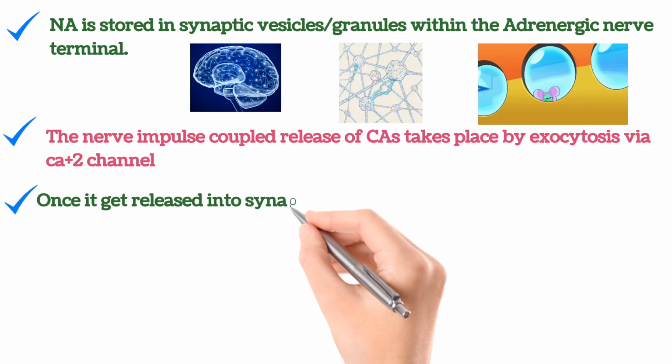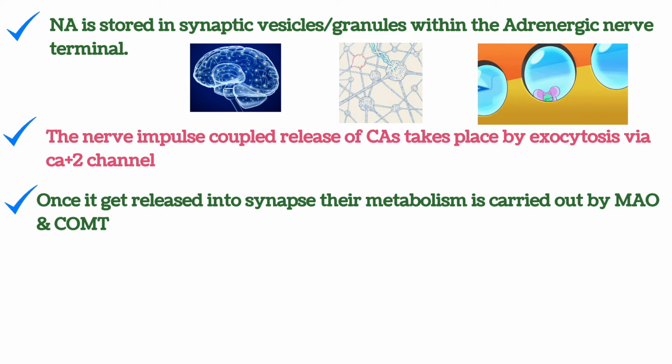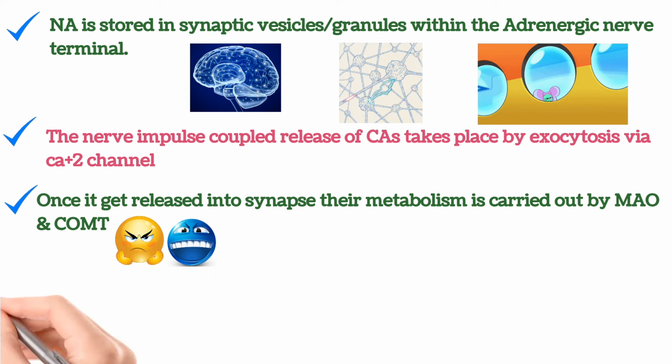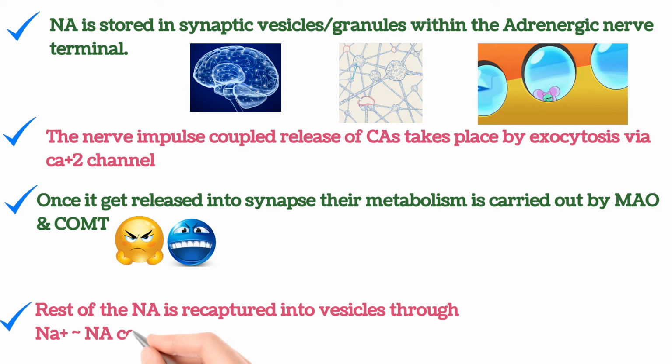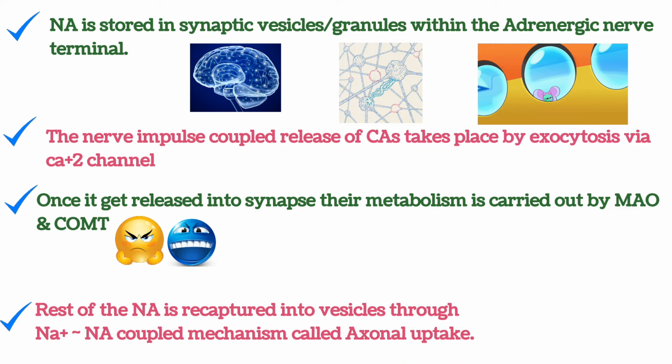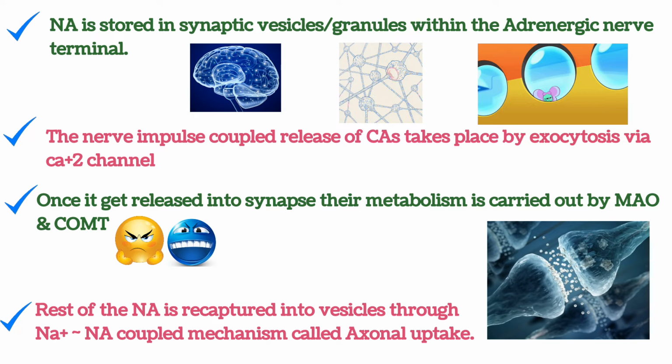Once it gets released into the synapse, its metabolism is carried out by two kinds of enzymes, MAO and COMT. Once it performs its activity, it gets cleaved in the synaptic cleft by these two enzymes, which cause the breakdown of these chemicals. And what happens to the rest? The rest of the noradrenaline is recaptured into these blue bubbles, which we call synaptic vesicles, through a sodium and noradrenaline coupled mechanism called axonal uptake, and gets stored in the synaptic vesicles back in its normal state.